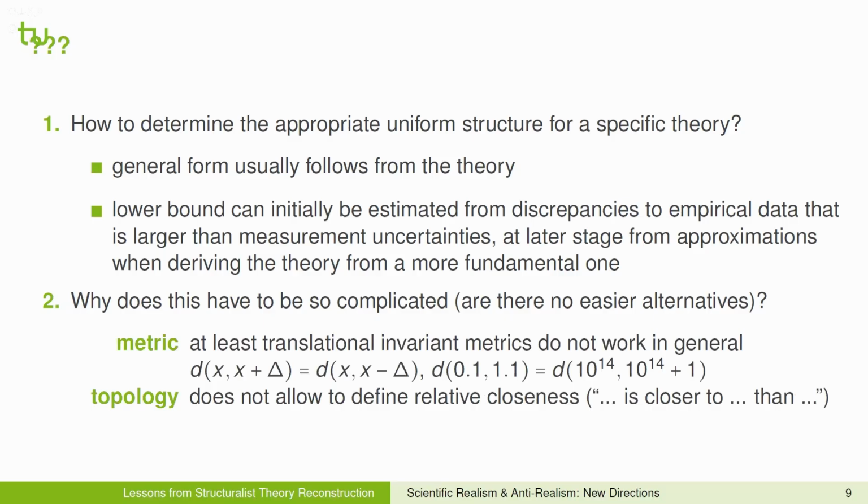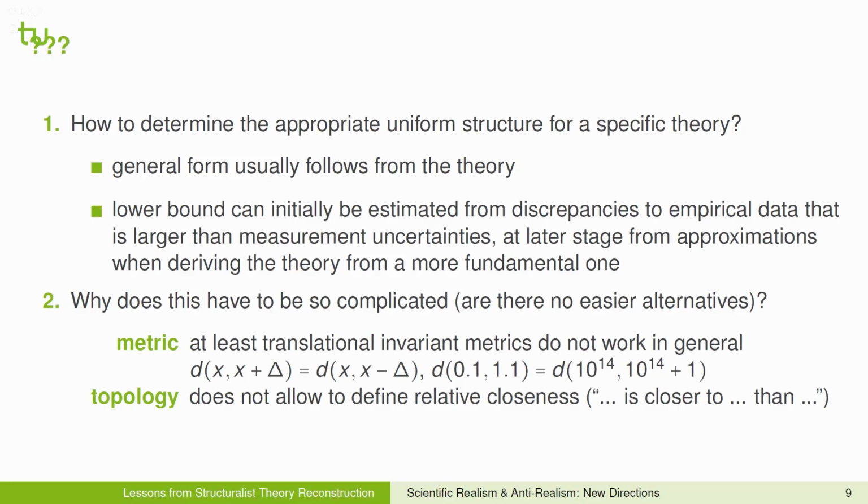And now the second question: why don't we use different formal concepts? We could use a more specific one, metrics, or a more general one, topologies. Maybe first to the second one. Topology can define closeness, of course, so neighborhoods, but it cannot define relative closeness. So we cannot define within a topology that x is closer to theory T than to theory T prime, for example. And that's something that we really want to have. So that's why general topology is not what we can use.